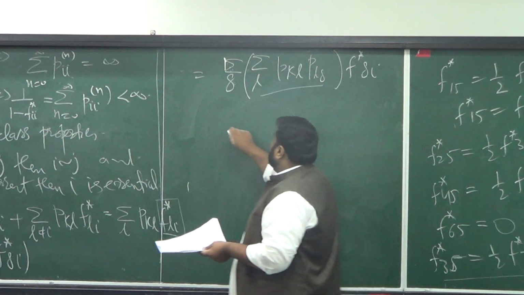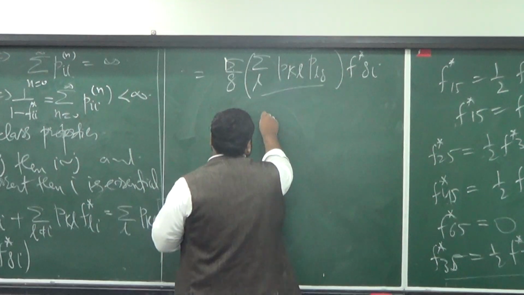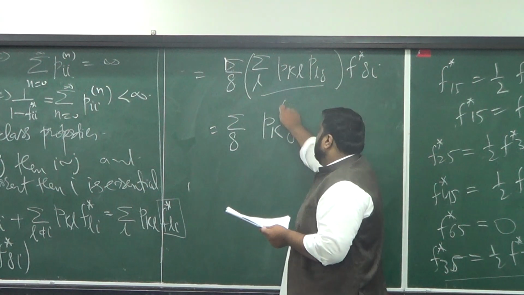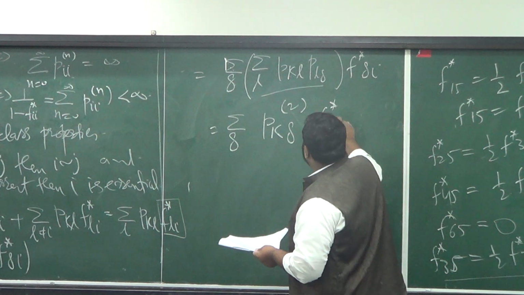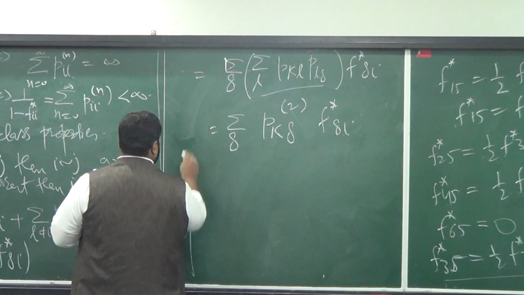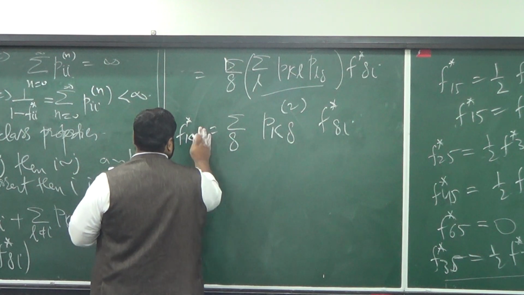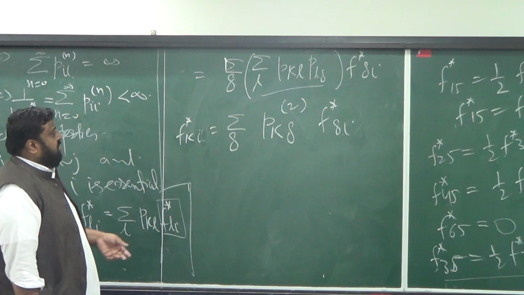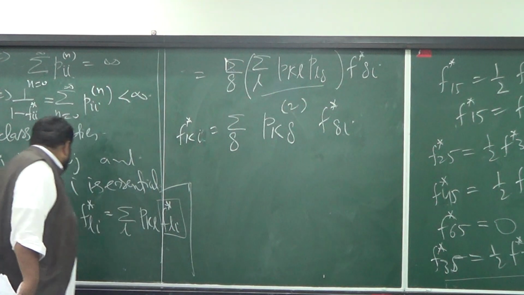What would this expression be? If I have to write it explicitly, this is P_KG, but in two steps actually, and F star GI. Again, don't forget that we have this F star K I star. Then I can substitute the value of F star GI. I'm going to get a similar kind of expression.